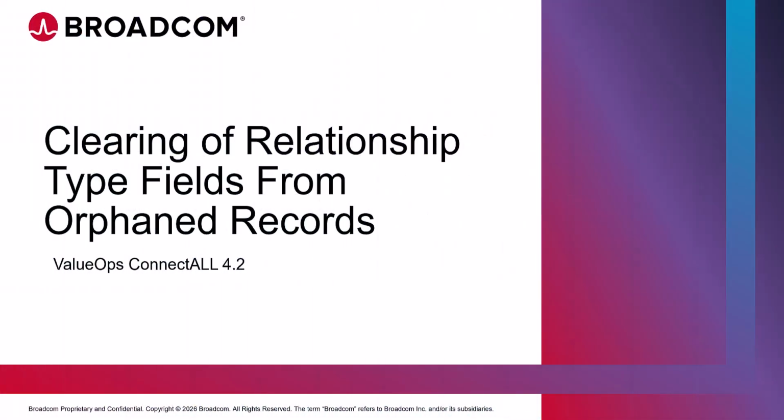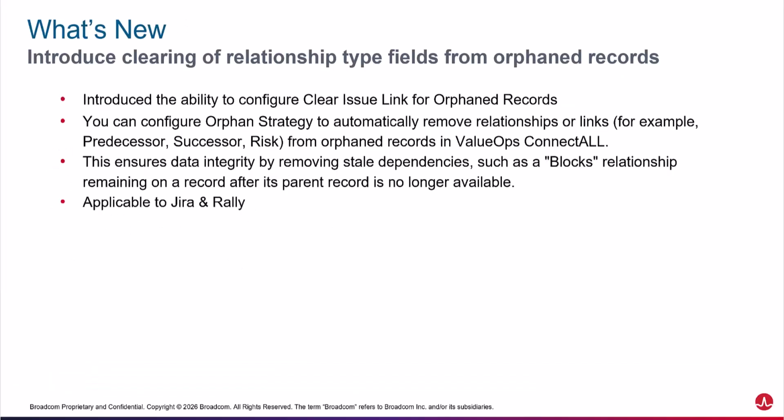We all know about orphan configurations and the orphan feature that we have in our application. This is an enhancement to what we do today. Today, when you orphan, you're able to set a field, clear a field, or add a comment. But one thing it was falling short on is that it cannot clear the relationships. So it ended up having stale relationships even after the record is orphaned on the target system.